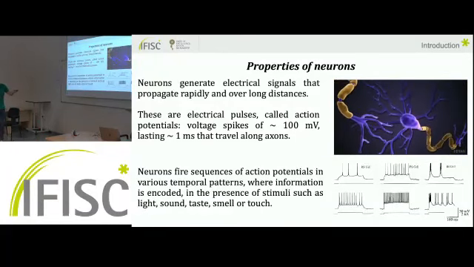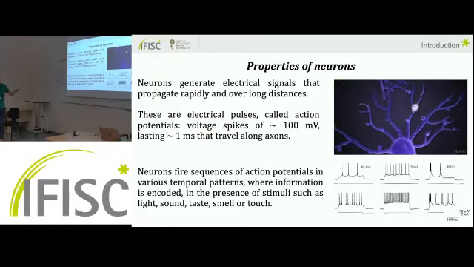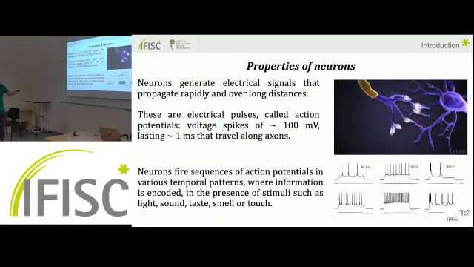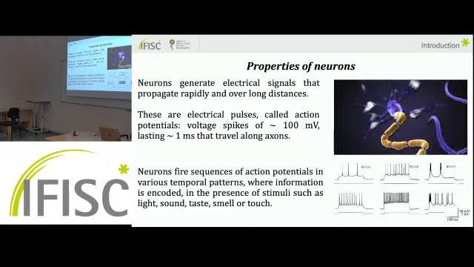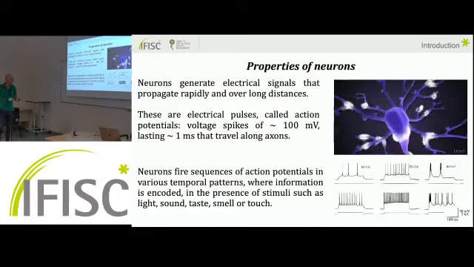And here we have some typical responses of certain neurons. These are experimental measurements. We see that there are very different patterns in all of these neurons. So neurons are very different. You have a large variety of neurons, and they respond very differently to different stimuli.